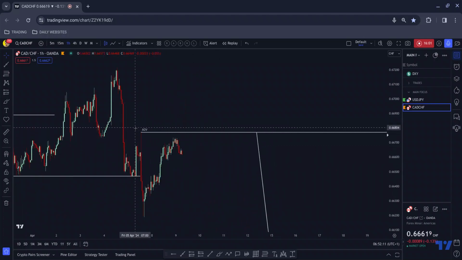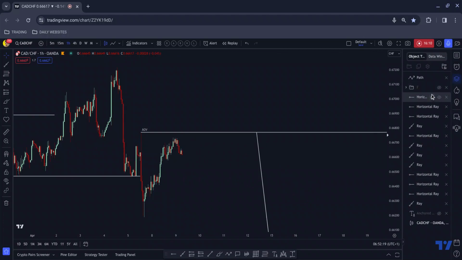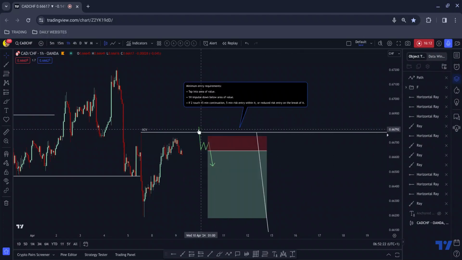You can see that we're now near missing to this area, giving me a clue that this potentially is an area of value when we see these near misses. So what I'll be looking for on this pair is price to tap into this area. I'll be looking for a 1 hour impulse down below the area of value, and then just because this is slightly higher risk, I won't be looking for a two-touch 5-minute continuation.